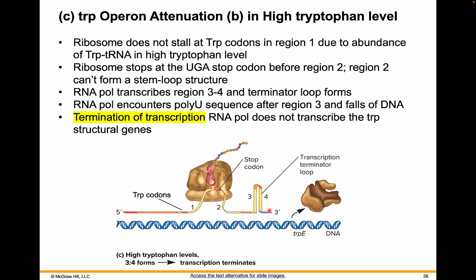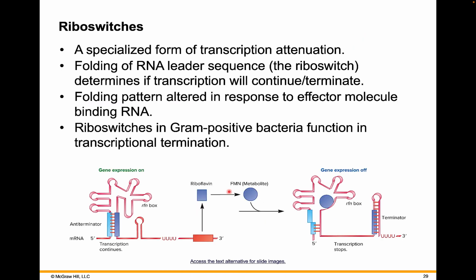So in rho-dependent termination, the rho factor, which is an RNA-DNA helicase, we talked about that, will make the RNA polymerase fall off the DNA. So again, this is the terminator loop followed by the poly-U tract. Here, this is the termination of transcription. RNA polymerase does not transcribe the tryptophan structural genes due to the high tryptophan level. And this is what we call transcriptional attenuation, depending upon high or low tryptophan level.